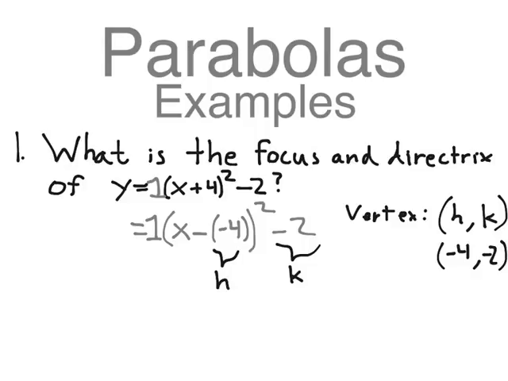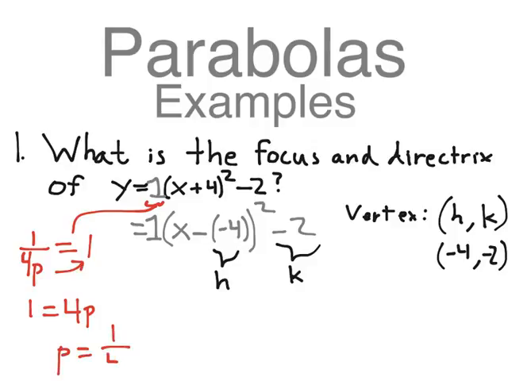So that number is 1 over 4p. That has to equal 1. So that means that 1 equals 4p. I just multiplied the 4p over there. So that means p is 1/4. Now I can immediately determine my focus.